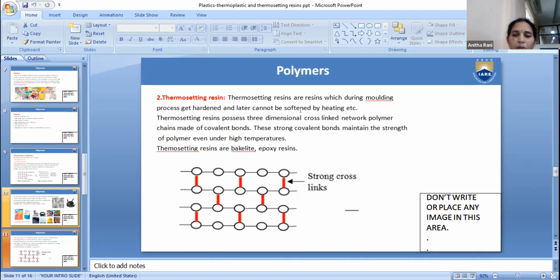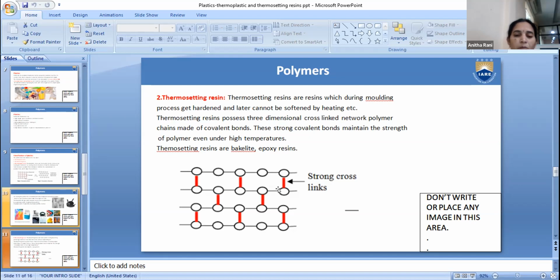We are not getting soft material. Why? These thermosetting resins have strong covalent bonds. So we get three-dimensional cross-linked structures in thermosetting resins, which are made up of strong covalent bonds. These strong covalent bonds maintain the strength of the polymer even under high temperature. If you are applying high temperature also, it will maintain the strength.